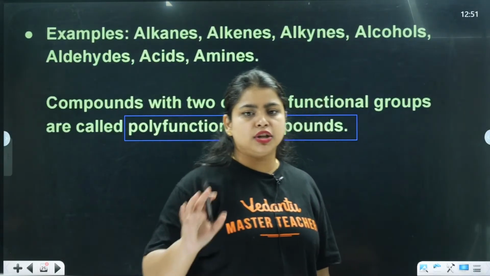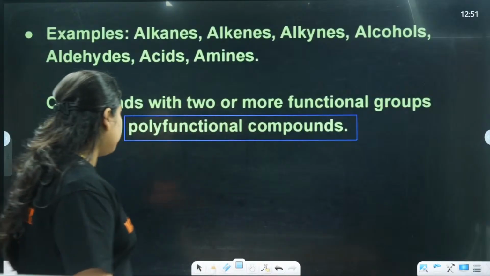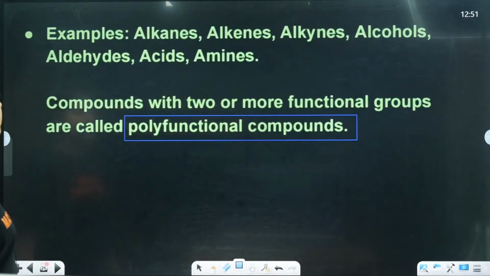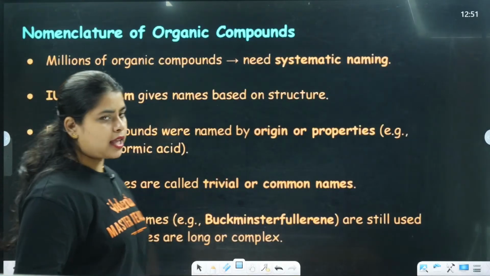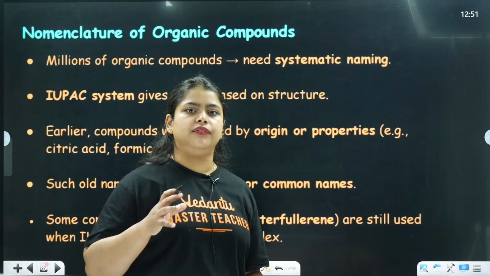That is actually called polyfunctional compounds. Clear? Next, nomenclature of organic compounds. Millions of organic compounds need systematic naming, and the IUPAC system gives the names based on the structure. Based on its structure, it gives its name.